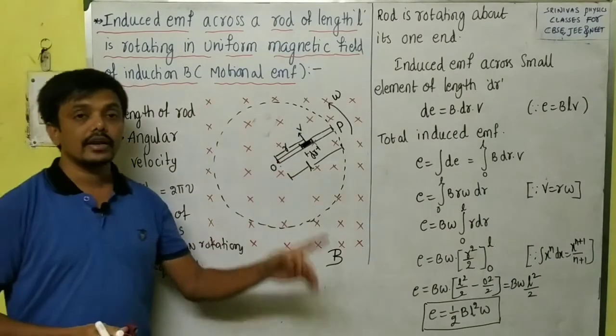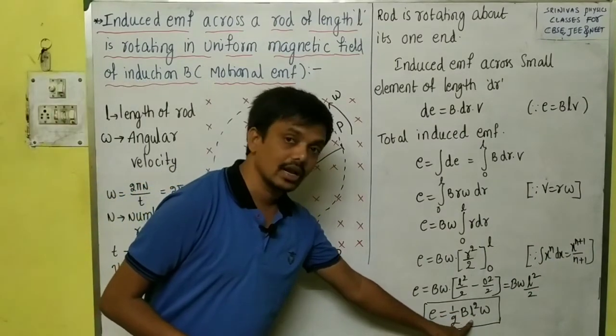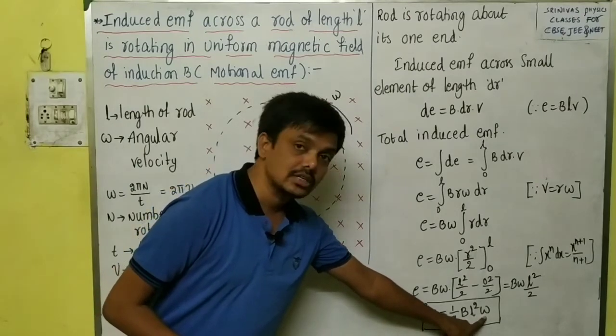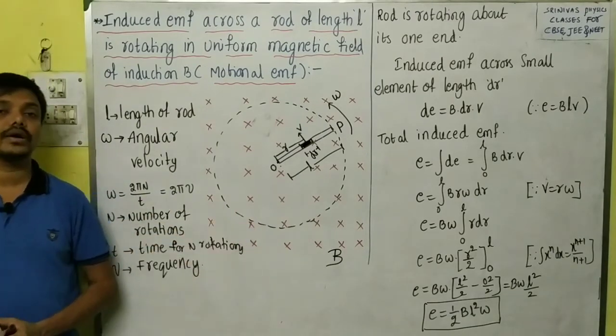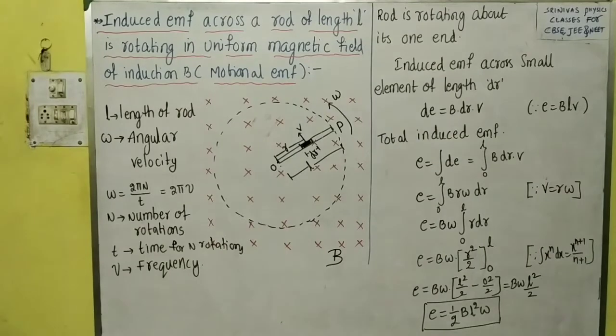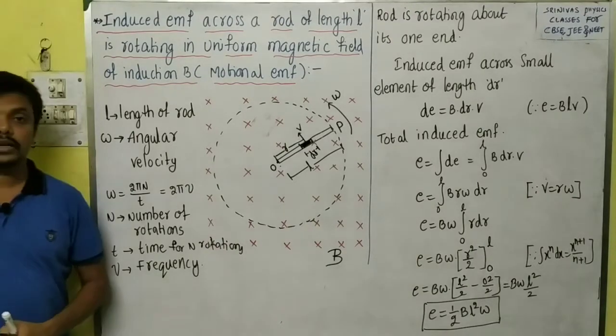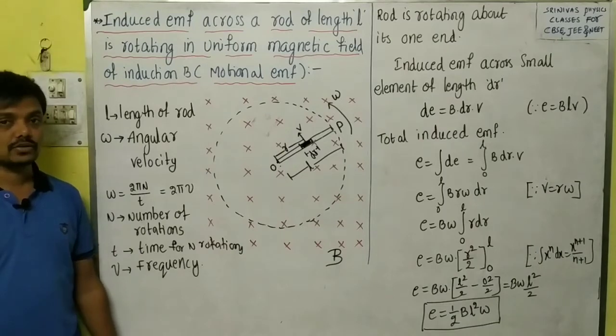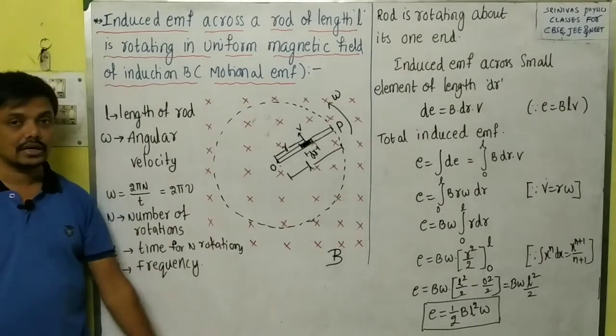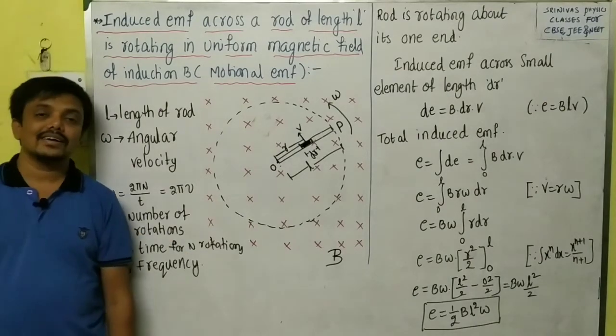What is the formula? When a rod of length L is rotating with angular velocity omega in a magnetic field of induction B, then the induced EMF is 1 by 2 B L square omega, right? This is a very important derivation, so take a screenshot and note every point. If you have any doubt, you can ask. It is a previous CBSE question also, that is the derivation. It's an example problem also. In the example problem also they gave the same thing, right?